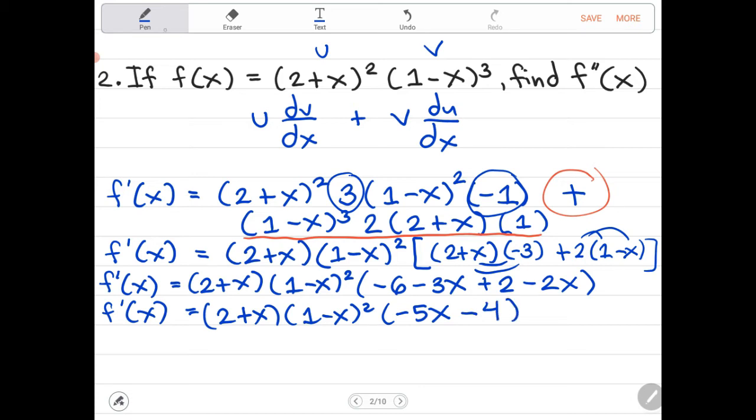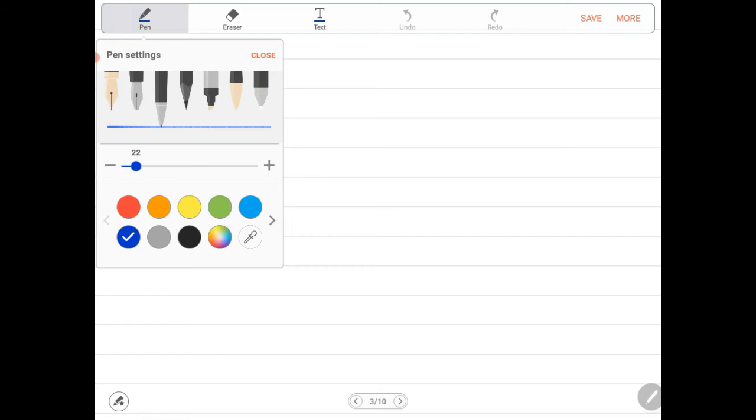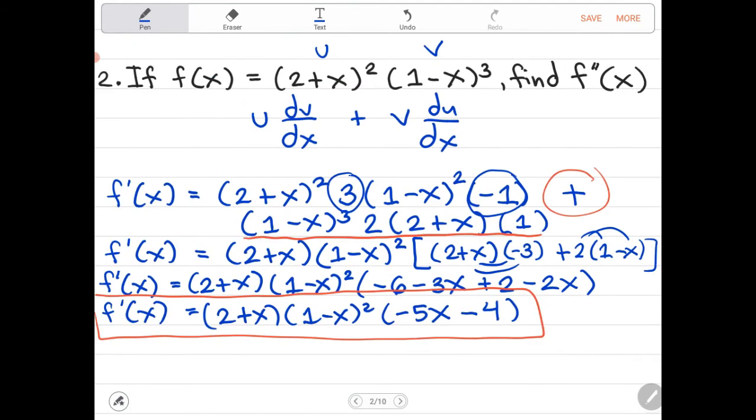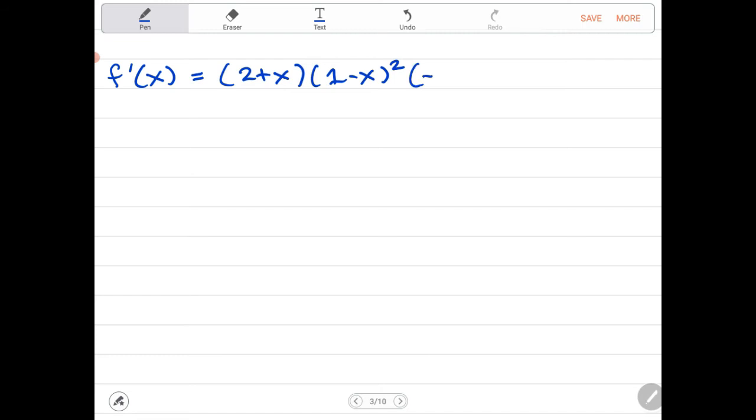Okay? So now, this will be our first derivative. So first derivative pa lang yan. We are asked to find the second derivative. So this will be our given now. Let us copy the given. First derivative of f of x is equal to 2x, 2 plus x, then 1 minus x squared, then we have negative 5x minus 4.